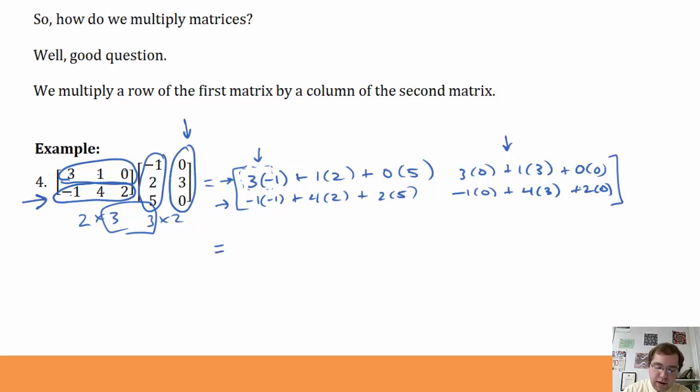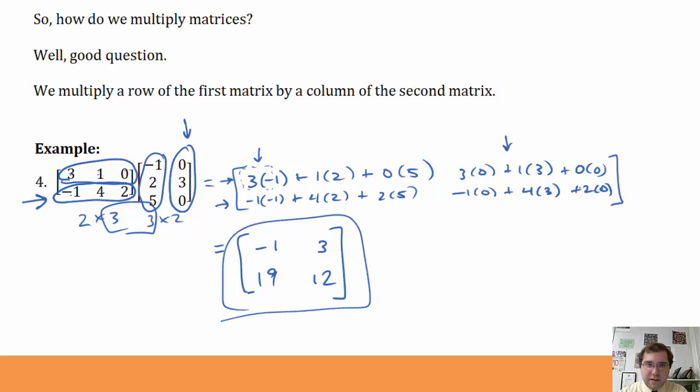Now let's simplify that. In the top left corner, I've got negative 3 plus 2 plus 0. Negative 3 plus 2 is negative 1, and then the 0 doesn't matter. Moving over to the top right, I've got 0 plus 3 plus 0, that's 3. Bottom left, I've got positive 1 plus 8 plus 10 makes 19. And then the bottom right, I've got 0 plus 12 plus 0 is 12. So notice my answer is the 2 by 2.